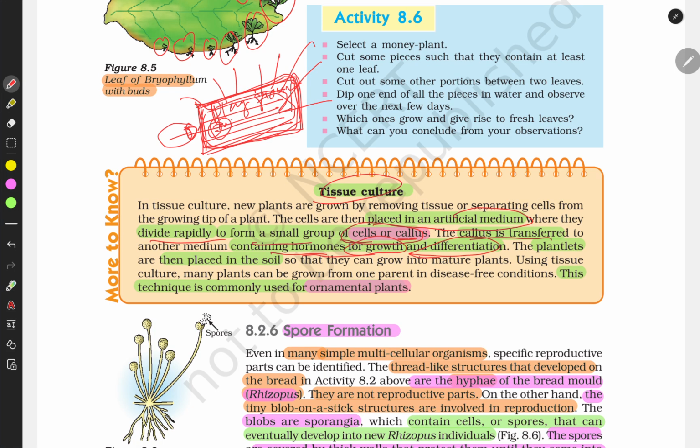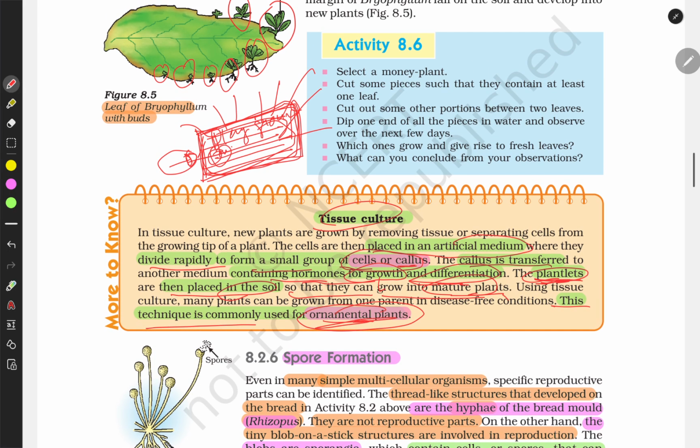Under these conditions they grow and differentiate, and when they become plantlets big enough to place into soil, they can further mature into large plants. So this technique is commonly called ornamental plantation. So this is how the tissue culture starts.